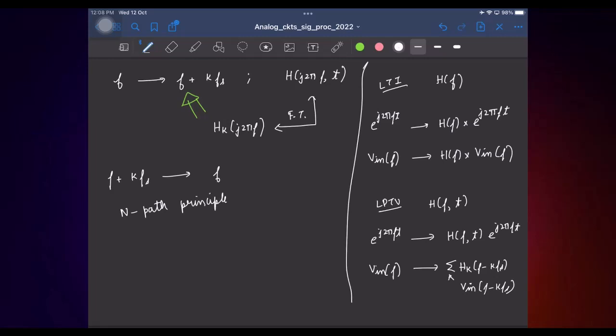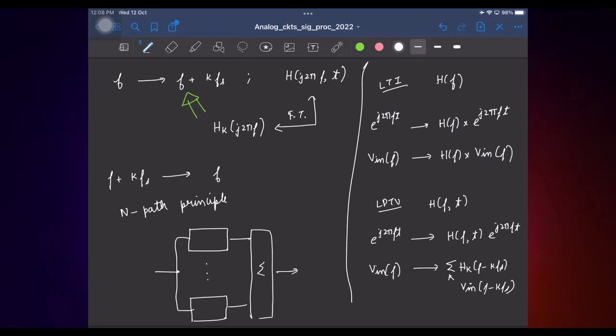But simply speaking, what we are attempting is to make the apparent frequency at which the overall network is varying not fs, but n times fs. That's the basic idea, and you can achieve that by taking multiple copies of the same LPTV network, just that the time variance in each network is shifted equally, and then you sum up all the outputs, right?